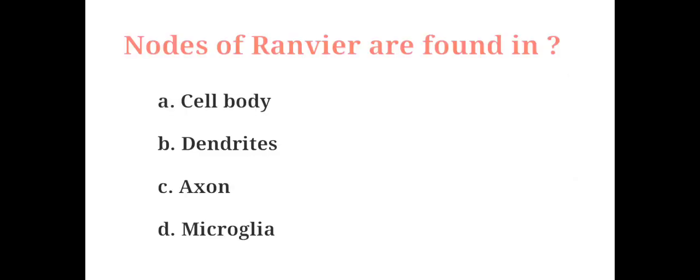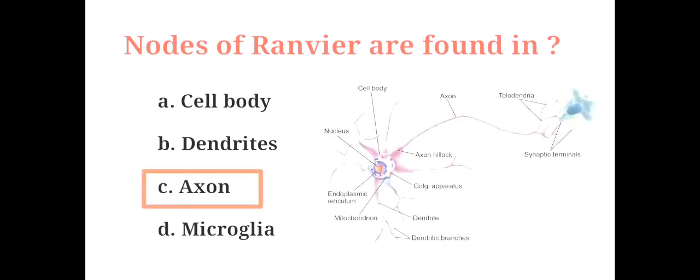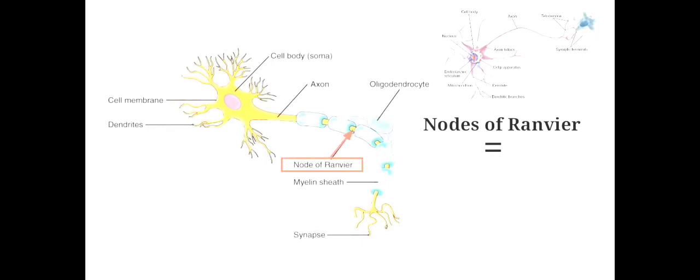Nodes of Ranvier are found in. The correct answer is C. Axon. Nodes of Ranvier are also known as myelin sheath gaps. Nodes of Ranvier help in the rapid conduction of nerve impulses.